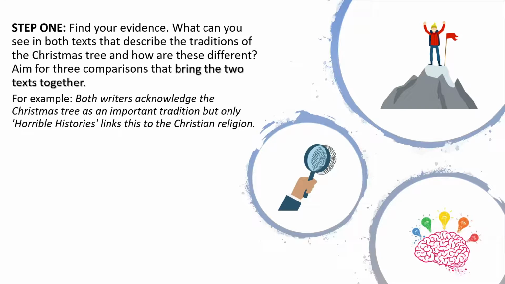So here's an example on the text that we're looking at. Both writers acknowledge the Christmas tree as an important tradition, but only Horrible Histories links this to the Christian religion. So when I was going through the text, I was seeing lots of quotes that I could say, yep, Christmas trees are really important to Christmas for Kate Fry, Christmas trees are really important to Christmas in Horrible Histories, but it was only in the Horrible Histories book that it was being linked to Christian religion all the time. So that gave me a great idea for my topic sentence, for a sentence that would set my answer going.